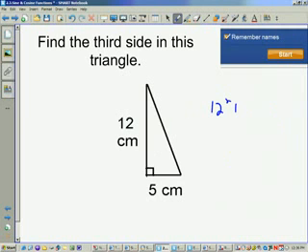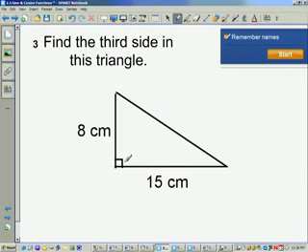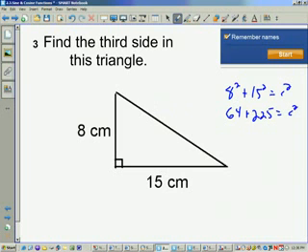In this situation, if I have 12 squared plus 5 squared equals c squared, then 144 plus 25 is equal to c squared, or we have 169 is equal to c squared, so c is 13. Now we have 8 squared plus 15 squared equals c squared. 8 squared is 64. 15 squared is 225. If I add these together, I'll get 289. And the square root of 289 is 17.